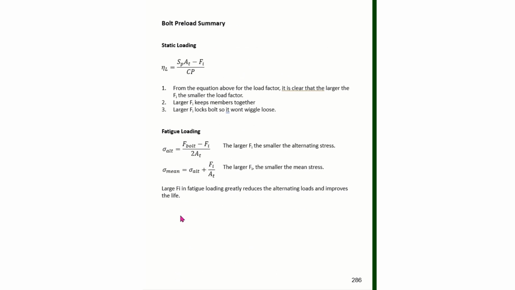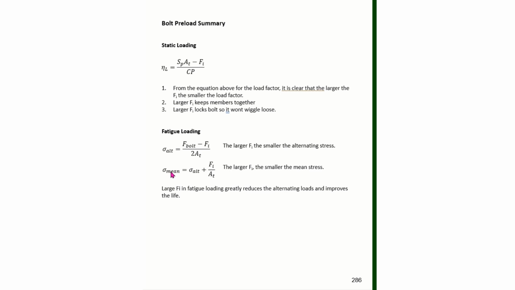As a bolt preload summary, for static loading, NL is given by this equation. For fatigue, we have fatigue loading given as the alternating and the mean stresses. The important thing to remember is that in fatigue loading, a high preload really improves the design. So large Fi in fatigue loading greatly reduces the alternating loads and improves the life of the bolted joint.